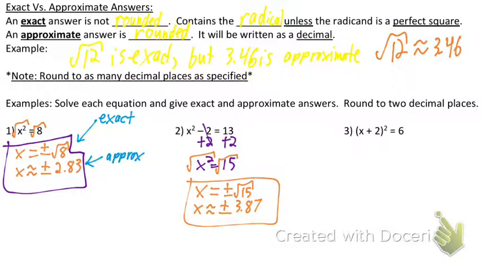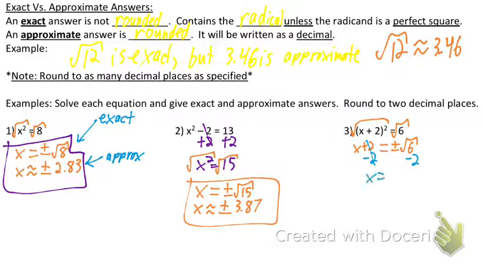Let's look at number 3. x plus 2 being squared is equal to 6. Is a squared term by itself? Yeah. So we square root both sides. What do we get on the left side? x plus 2. On the right side, do we know the square root of 6 off the top of our head? No. That's not a perfect square. So it's positive or negative square root of 6. Now wait, is x by itself yet? No, it's not. So we subtract 2.